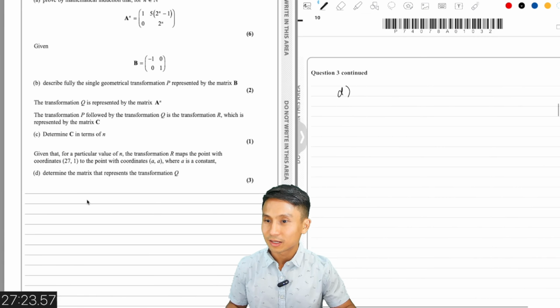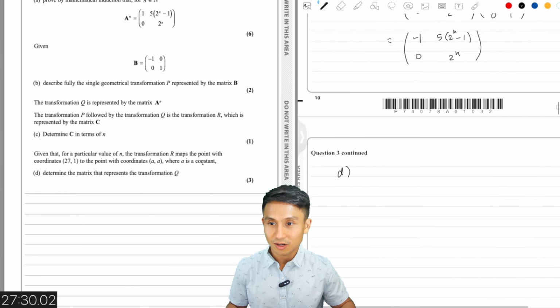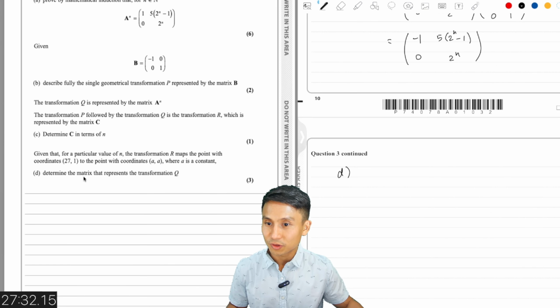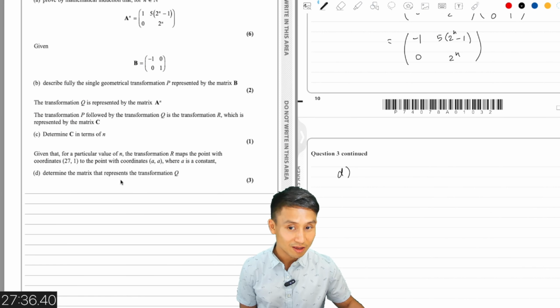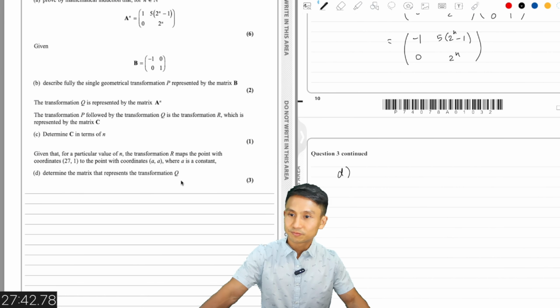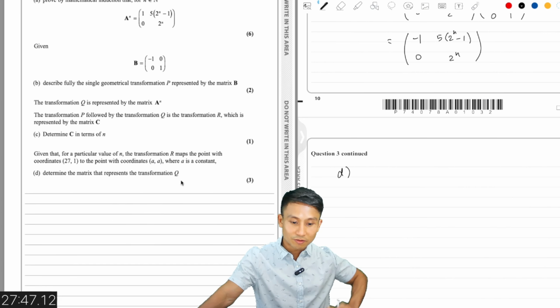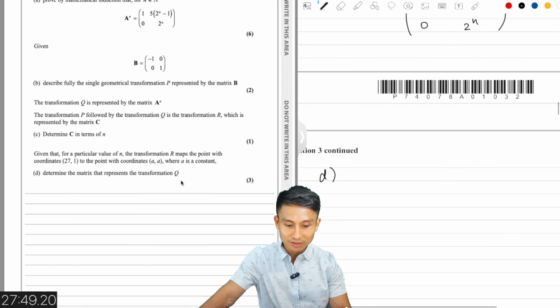Part D. Given that for a particular value of n, the transformation R maps the point with coordinates 27, 1 to the point with coordinates A, A, where A is a constant, determine the matrix that represents the transformation Q. Transformation R is basically the matrix C. All right, so C.